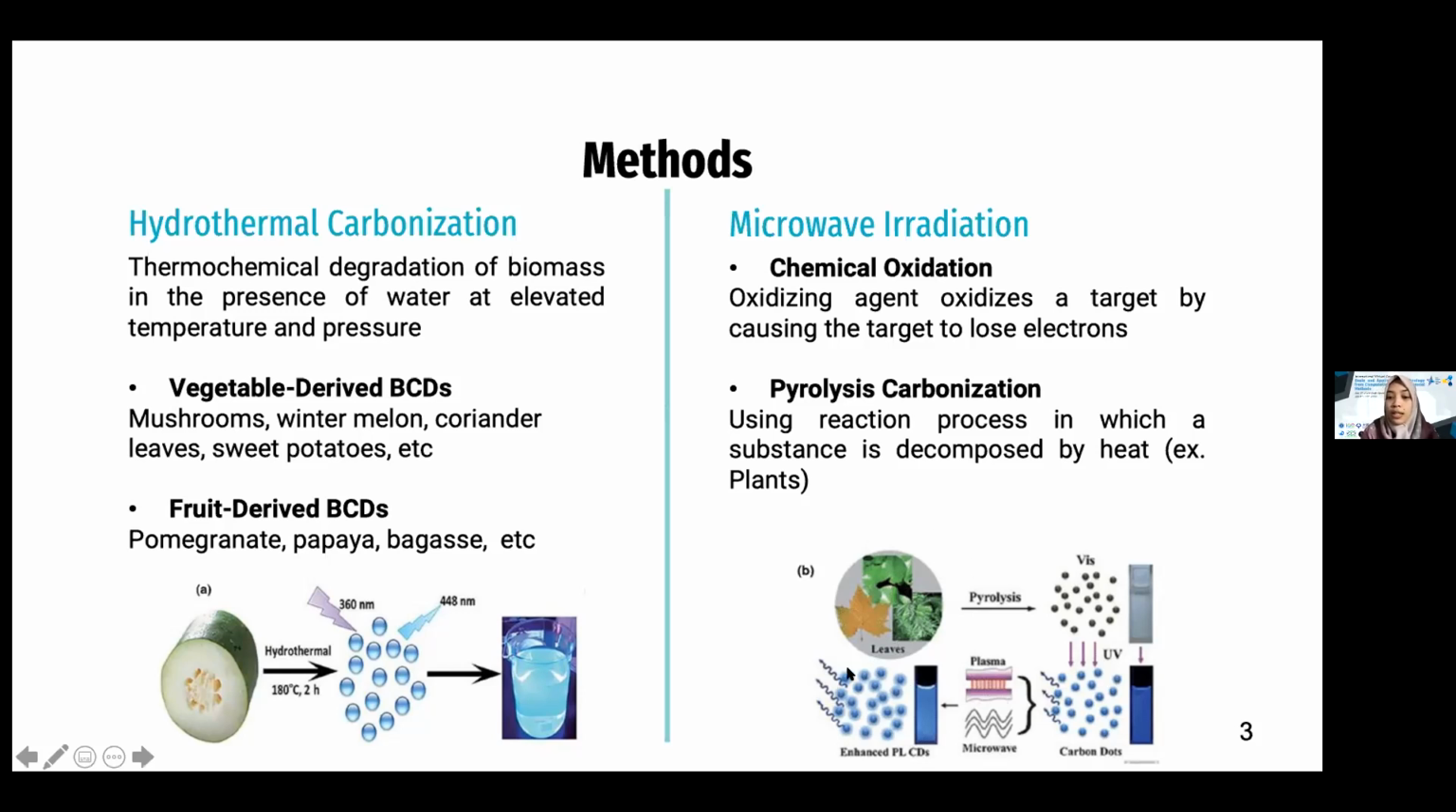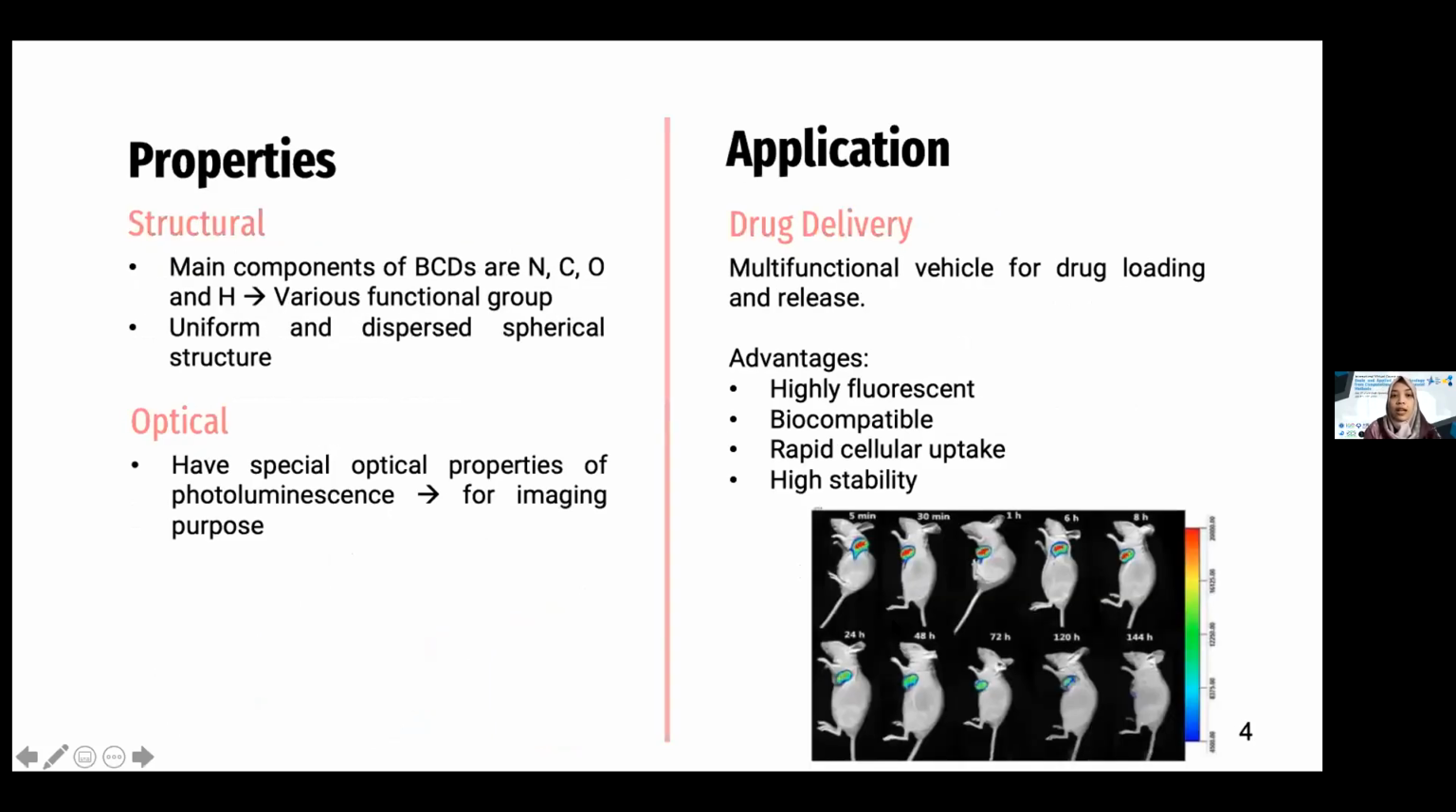So from the leaves here, and then for the properties of BCD. The main components of BCD are nitrogen, carbon, oxygen, and hydrogen, making various functional groups. The structure is uniform, dispersed and spherical, and it has special optical properties of photoluminescence. Because of that, one example application is for imaging purposes.